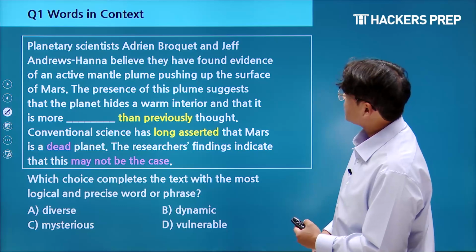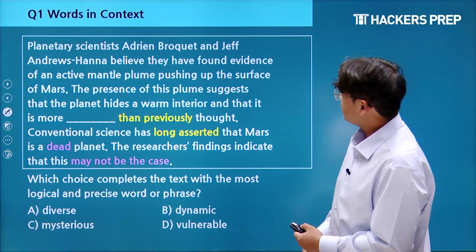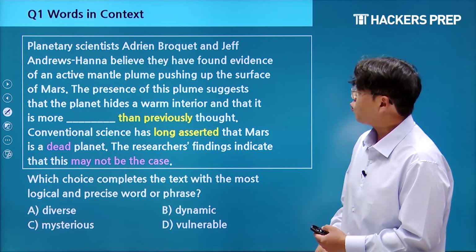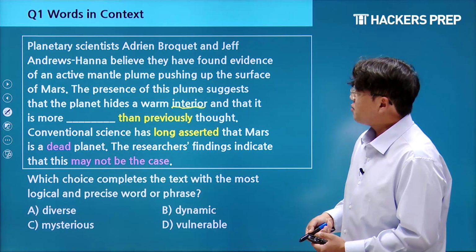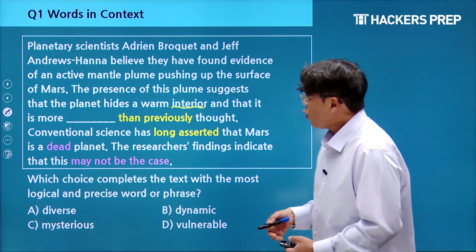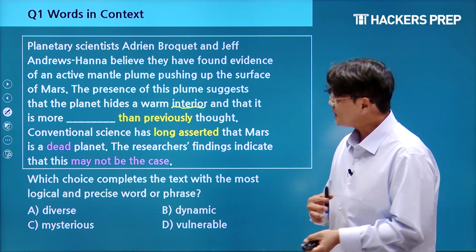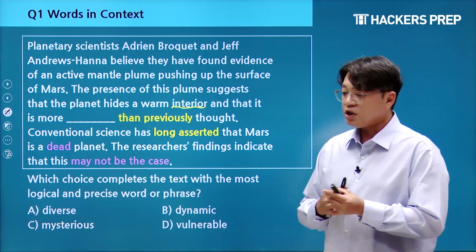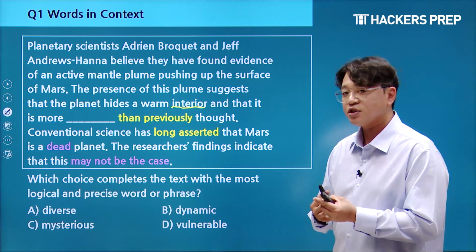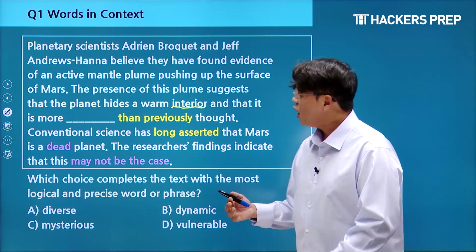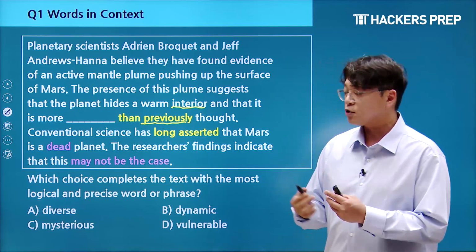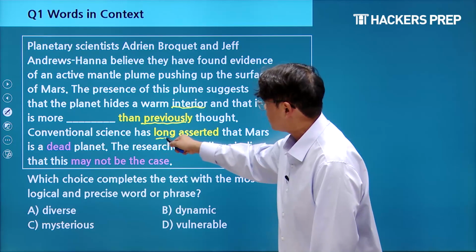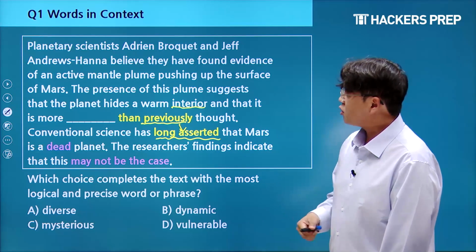Planetary scientists AB and JA believe that they have found evidence of an active mantle plume pushing up the surface of Mars. The presence of this plume suggests that the planet hides a warm interior and that it is more blank than previously thought. So whenever you come across a contrasting structure, you get the antonym clue. And by antonym, I don't mean a word that means exactly the opposite, but a logical opposite. So these words can come in an unconventional form. You not only see words like yet or however, you can see words like previously, or before or after structure to indicate a contrast. So previously thought, conventional science has long asserted, this of course refers to what was believed previously, that Mars is dead.